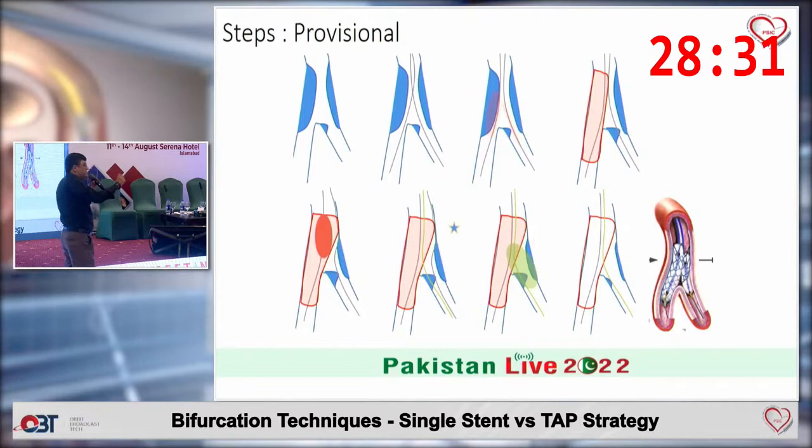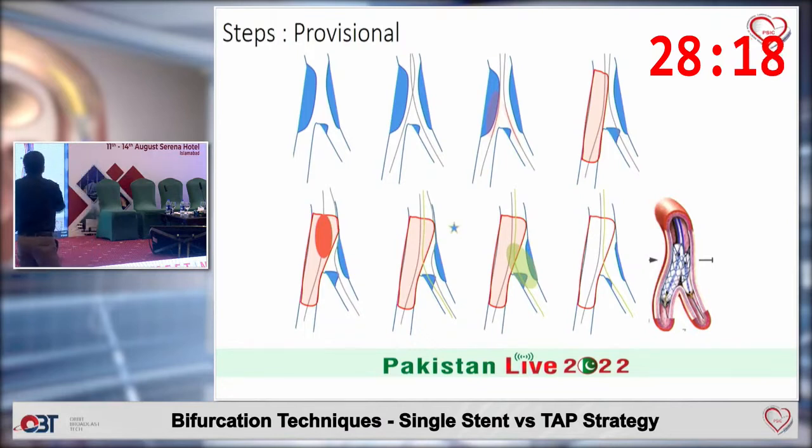You should have a balloon size which doesn't cross the ostium of the diagonal, the side branch. It doesn't go all the way down across the side branch. It just covers the proximal portion of the side branch, and you POT it, and only if the flow in the side branch is compromised, you recross it.